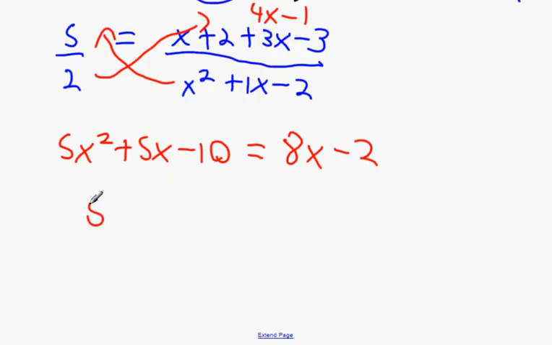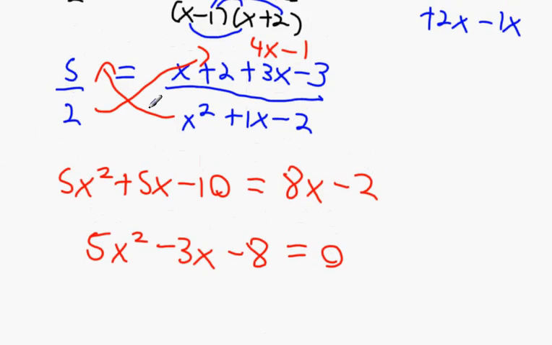We're going to get a 5x squared. Bring this over. We should get minus 3x. Bring the minus 2 over. And it comes to a plus 2, so we should get minus 8 equals 0. Okay, factorize this. I'm pretty sure we can do it by a reference number.